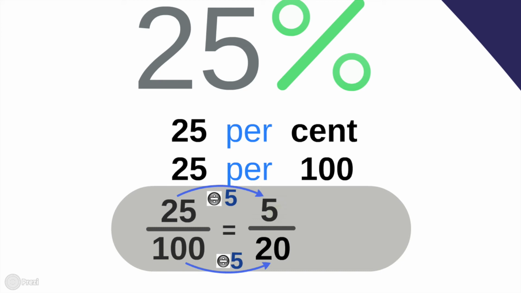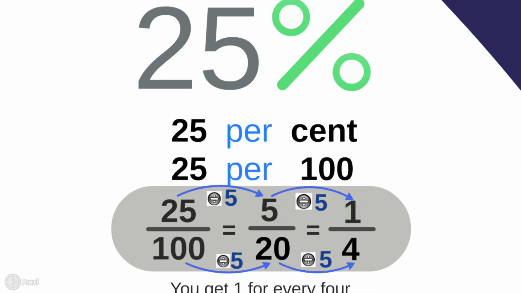Now we're still not simplified. We could divide this by another number. Turns out we can do 5 again. So if we divide that by 5, we get 4, and if we divide the top by 5, we get 1. So we have our reduced fraction or ratio, meaning you get 1 for every 4. And this is equivalent to getting 25 for every 100, or 25%.